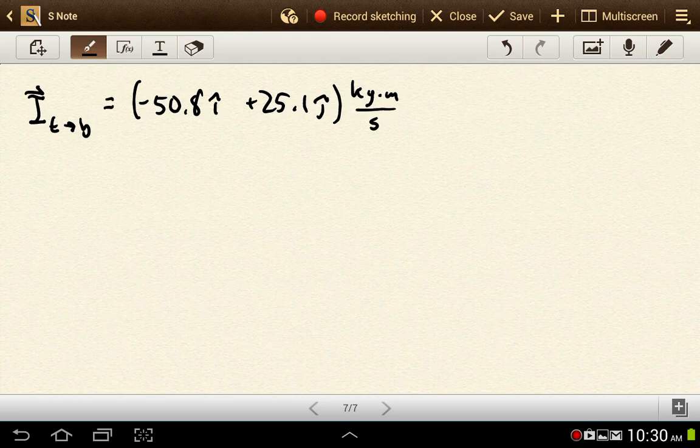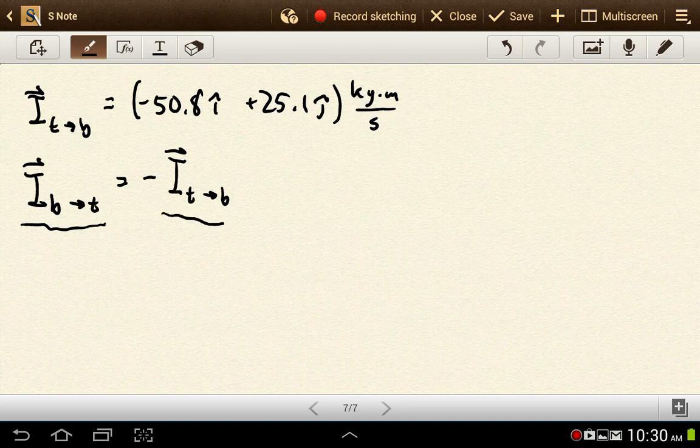What that means is that the bullet also exerts the same impulse in the opposite direction back on the tank. So the impulse the bullet exerts on the tank is going to be equal to the negative of the impulse the tank exerts on the bullet. So this line here is saying impulse bullet exerts on tank is equal to the negative of impulse tank exerts on bullet.